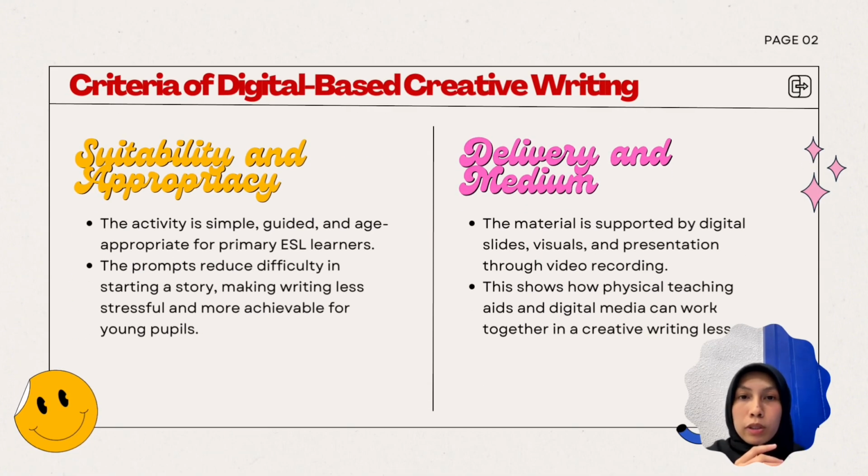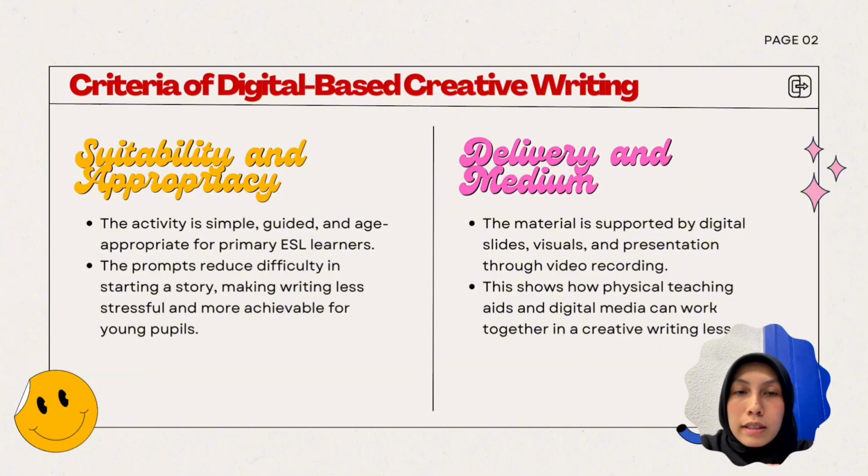We move on to suitability and appropriacy. This activity is very suitable for primary ESL pupils because it is guided step by step and pupils are not asked to think of everything by themselves. The cards in the storybox actually help them think, and writing only one or two sentences makes the task feel easy and manageable. It also reduces stress and makes writing feel possible for them.